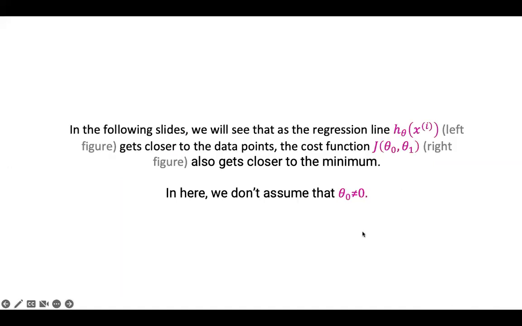So in the following slides, on the other hand, we will see that as the regression line h of x gets closer to the data points, the cost function J of theta 0 and theta 1 also gets closer to the minimum. So in this case, we don't assume that theta 0 is equal to 0, or we don't remove the bias.